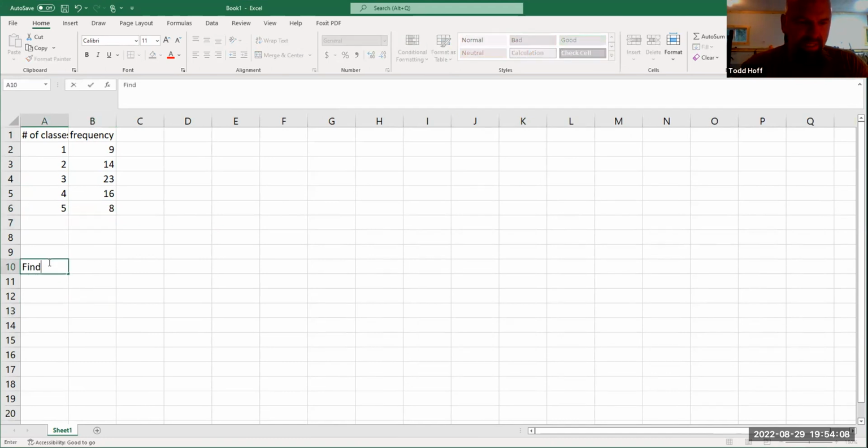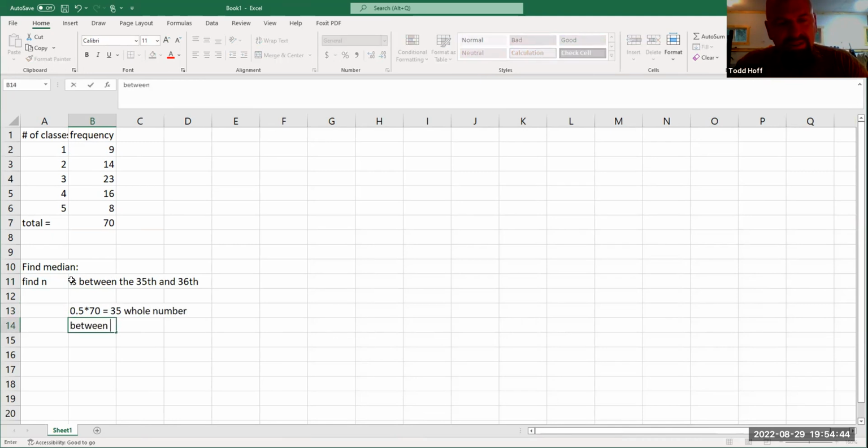To find the median, we need to first find n, the total number. So we'll find total here. I just add up my frequencies. There's 70. So the median is between the 35th and 36th number. How did I get that? Well, 0.5 times 70 is 35, and that's a whole number. So it's between that one and the next, the 35th and 36th.